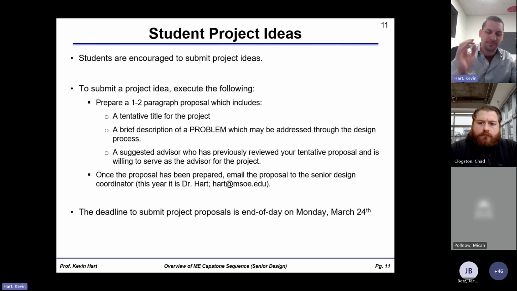If you have an idea, you need to find some person that's willing to serve as your advisor in ME faculty. So run this by them, ask them if this is a reasonable thing that they might be willing to advise. Once you have those two things, come talk to me. We'll put it in the list, probably. All right, so that's that.